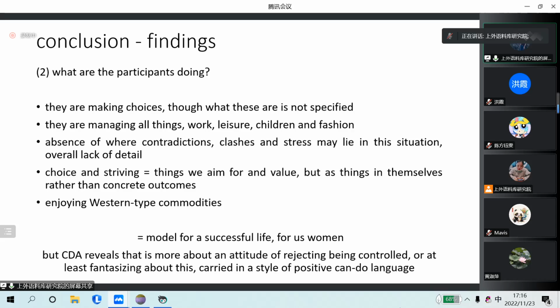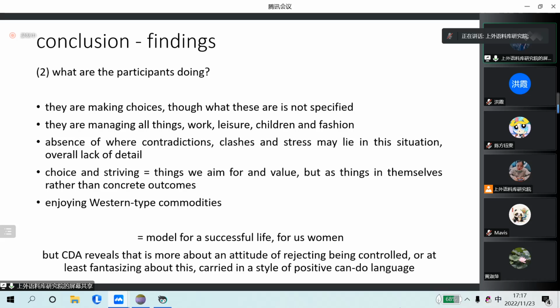Now, secondly, what are participants doing, right? Well, here they're making choices, though we didn't find out what exactly they were making choices about. It was just about having choice. And they're managing things. They're managing themselves, their work, their leisure, their children, their fashion, their looks, all of that as a project. There was an absolute absence of where contradictions or clashes or stress may lie in this situation. At what point can't you go running in the morning? At what point can't you just wear something that shows half your bottom? There was a lack of detail there.